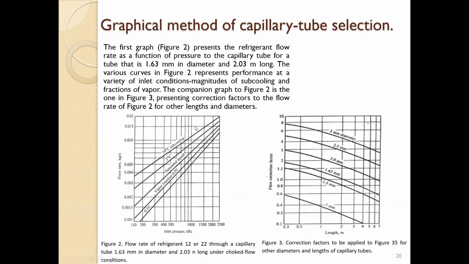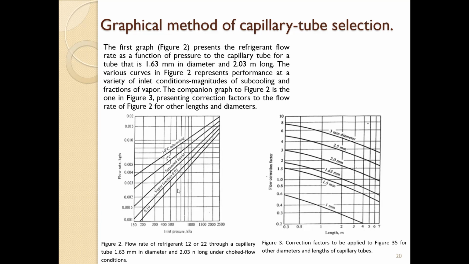Now, graphical method of capillary tube selection sa mga catalog. So, the first graph, figure 2, presents the refrigerant flow rate as a function of pressure to the capillary tube for a tube that is 1.63 mm in diameter and 2.03 meters long. The various curves in figure 2 represent the performance at a variety of inlet conditions, magnitude of subcooling, and fraction of vapor. Ayan, yung mga subcooling and inlet pressure.